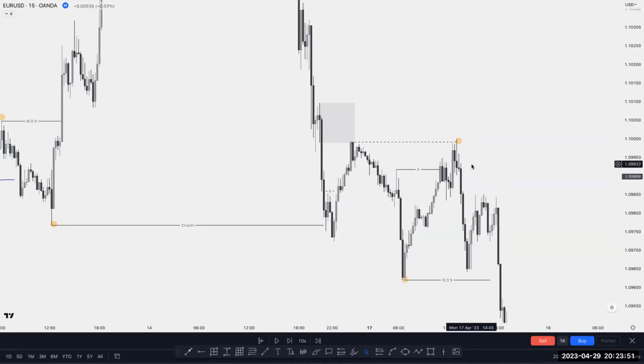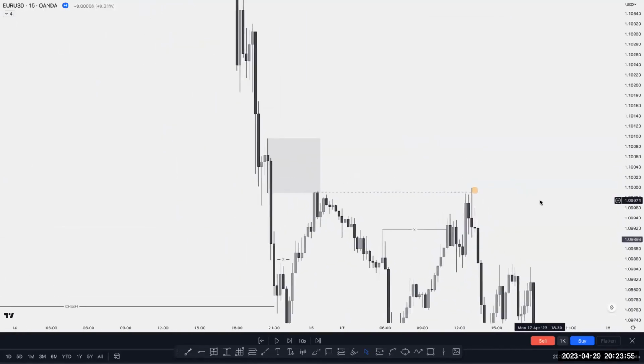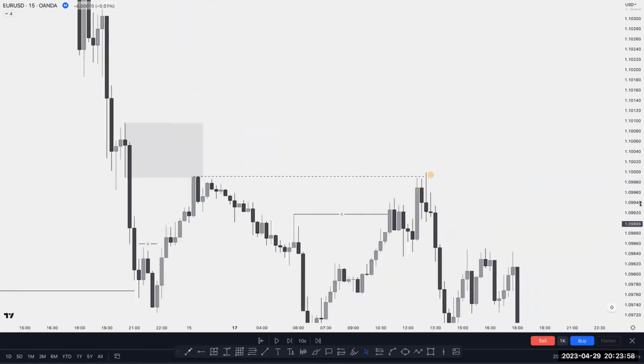Okay. Here, how can you deal? You can see this side has taken out the liquidity, and this candle acts like our POI right here. Look at this picture.